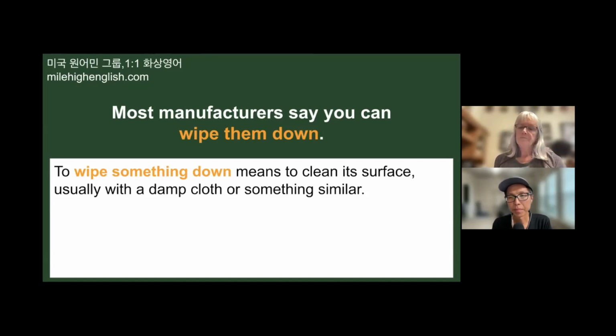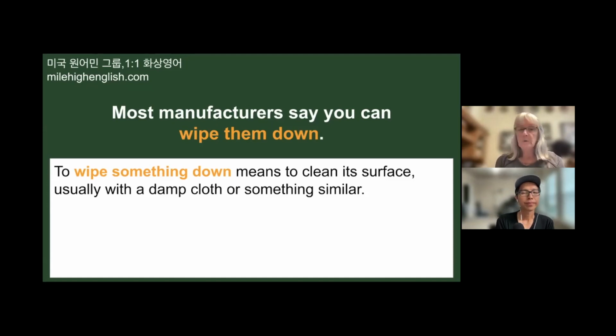What does damp mean? Oh, good example. Damp means wet. Not so wet that if you squeeze it, water drips out, but just a little bit wet. Good catch on a new vocabulary word. Gotcha. So how about wipe them down?